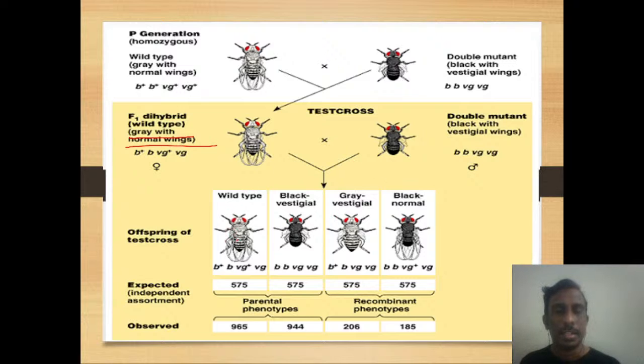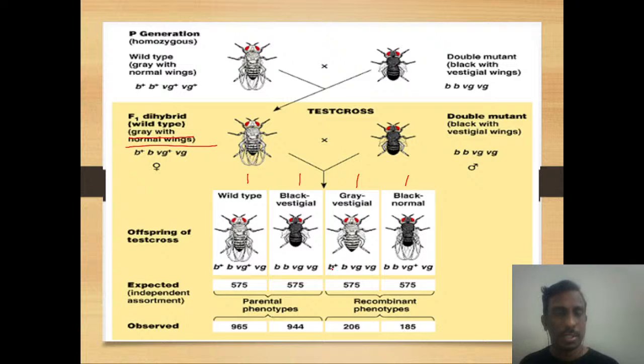And he got the 1:1:1:1 ratio. That is the ratio of the hybrid test cross. What he has done is the ratio. One is completely wild type, that is gray body normal wings. One is black body vestigial wings. The remaining two are combinations: black body normal wings and gray body vestigial wings.